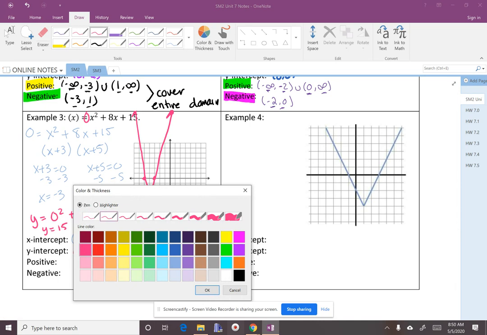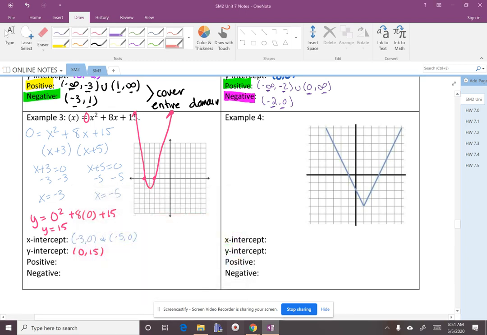Okay, and then I'm looking, and for positive, I get all this to here, and then this in this direction. So my positive answer would be from negative infinity to negative 5, as well as negative 3 to infinity, because those are my little domains. And then it's negative from negative 5 to negative 3, and that covers my entire domain. This part's the negative part. Negative infinity to negative 5, negative 5 to negative 3, and negative 3 to infinity.